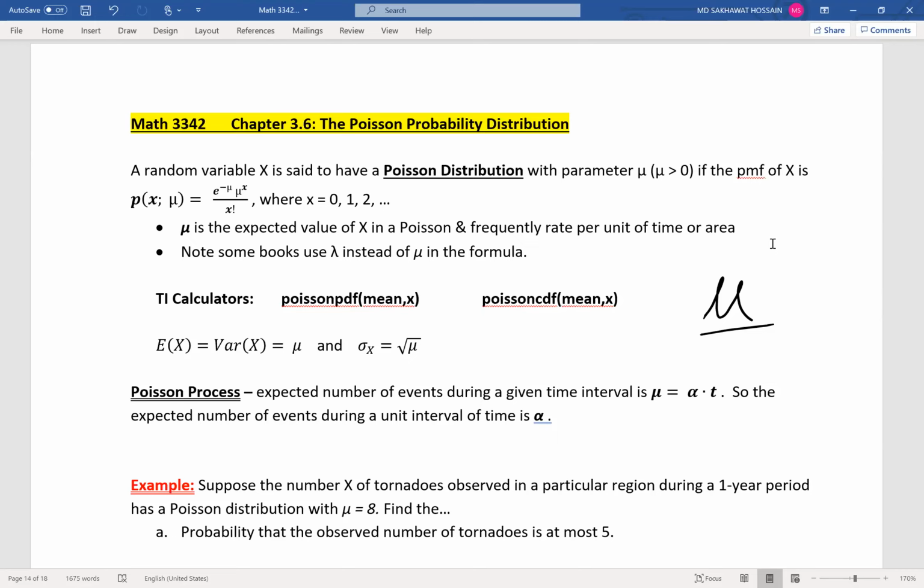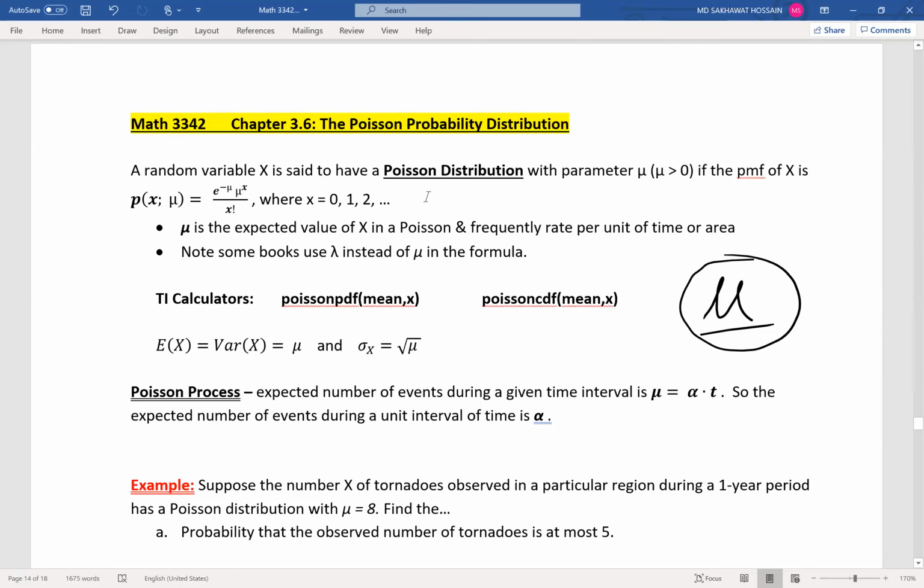So for Poisson distribution, you need one parameter which is called mu, and mu is always positive because this is an average number. For example, if you consider the car example, then the average number of cars. If you consider the patients example, then the average number of patients. So mu is always positive here. And x is from 0 to any number, 0, 1, 2, 3, 4, 5, 6, any number. Okay, so x is the random variable for Poisson distribution.